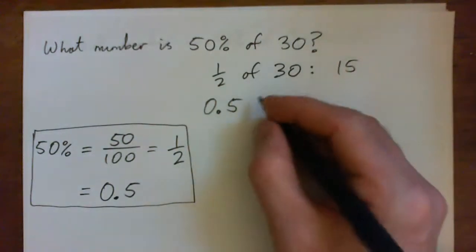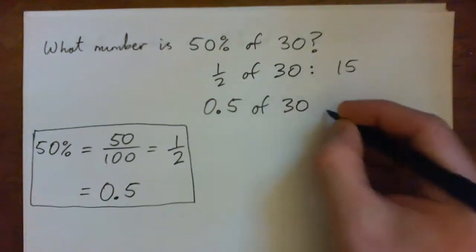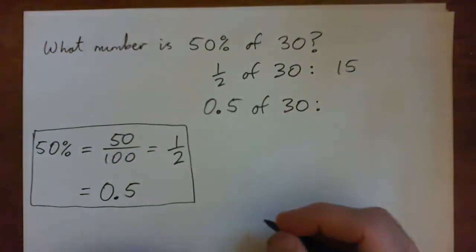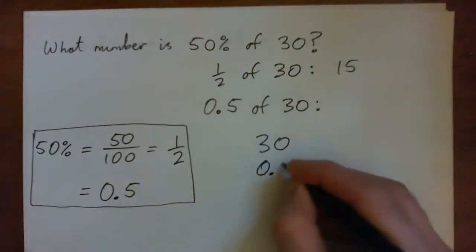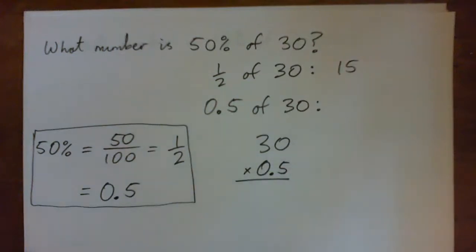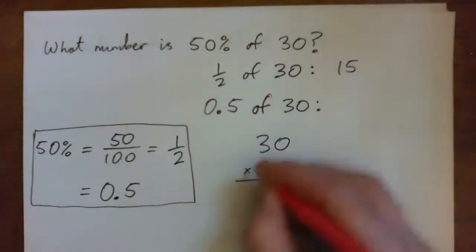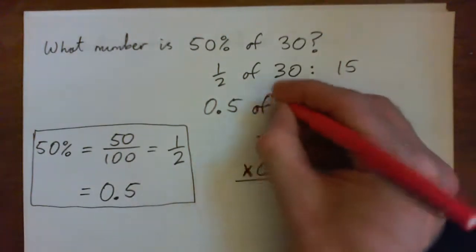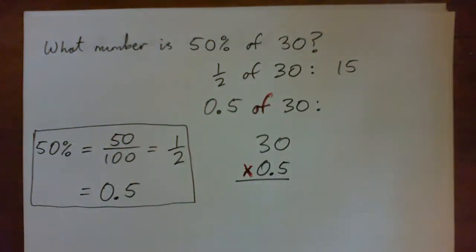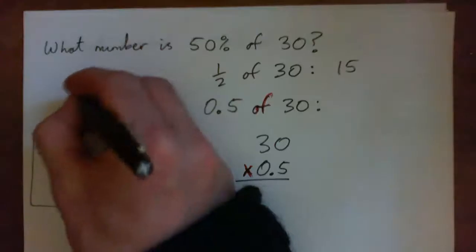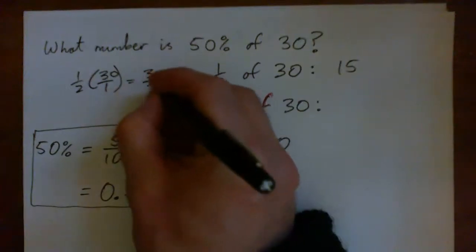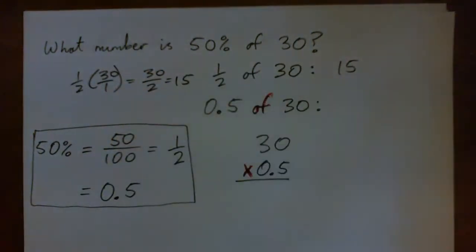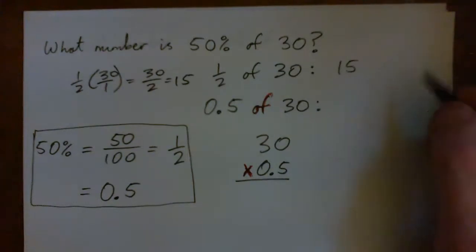Now, of means of 30, 0.5 of 30, right? And how would you get 0.5 of 30? Well, watch this. If you multiply, it'll give it to you. See, of means multiply in math, funny enough. That little word of, of means multiply. 1/2 of 30, by the way, could have been written 1/2 times 30 over 1, which is 30 over 2, which is 15. So 1/2 of 30 is actually 1/2 times 30.